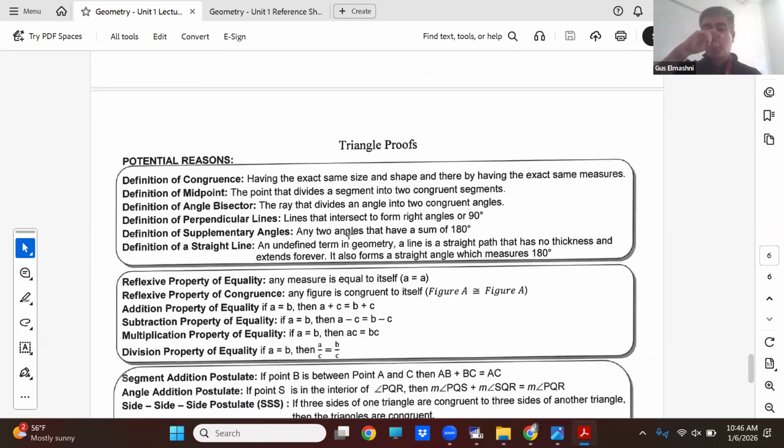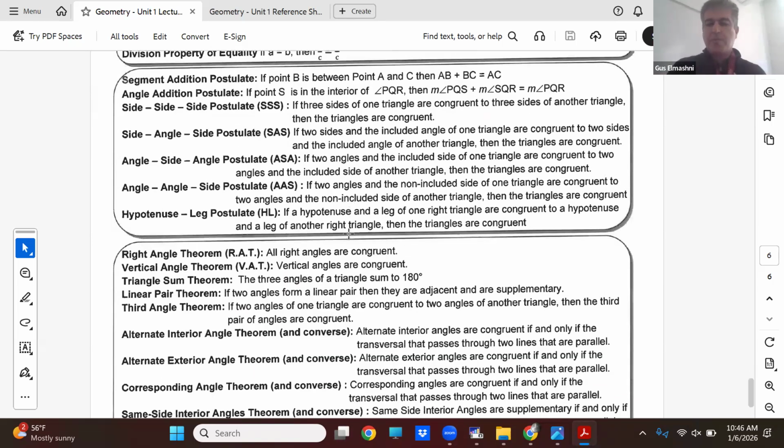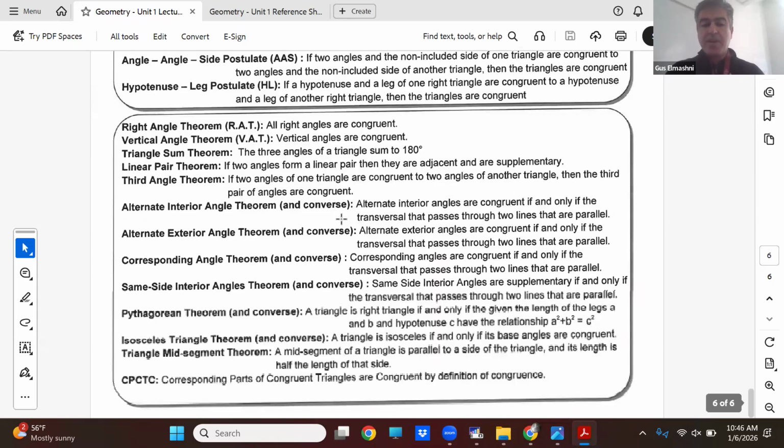And by the way, on the notes, this is the last page of the notes. I think some of you were asking, is there a reference sheet for proofs? Yes, this is it right here. Remember we talked about the reflexive property, and all these other properties. You have a whole bunch of them right there. Vertical angles, linear pairs, alternate interior angles.